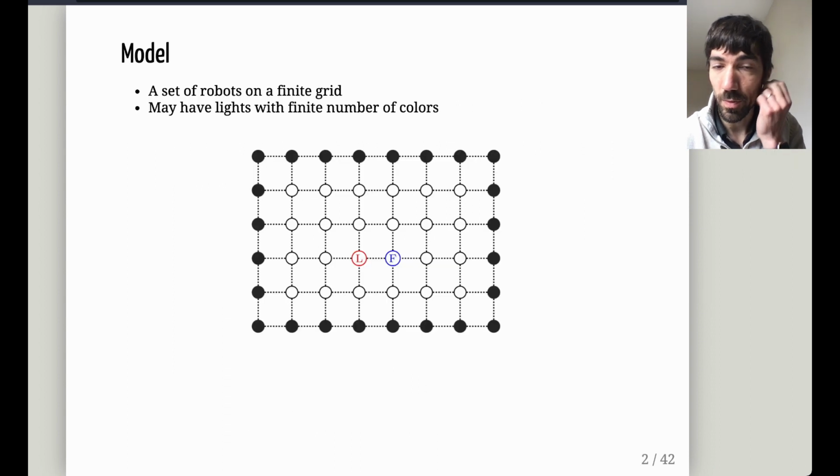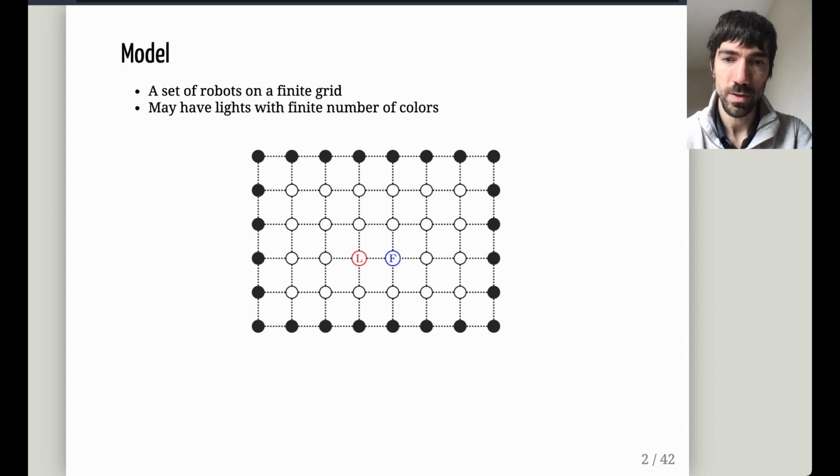So first about the model, as I said, we are going to look at robots that are moving in a finite grid. Here you see the nodes of the grid with the edges which represent how the robots can move between the nodes. And the outer limit of the grid are represented by black nodes, which we call the walls. Okay, so only the white nodes are the nodes of the finite grid.